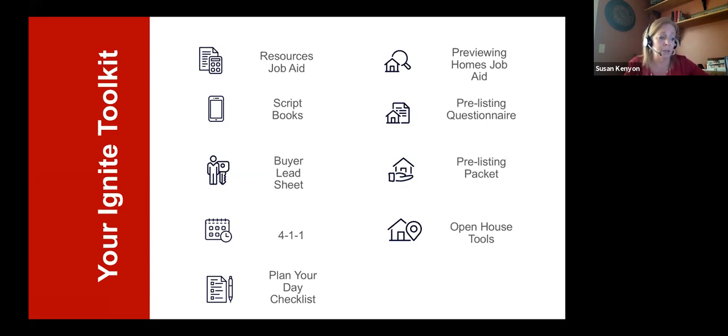There's also a tool for previewing homes. Previewing homes is really important. Find ways to get into houses. It might be a little more challenging right now with COVID, but it's just a challenge. It doesn't mean that you can't get in one. Inspections really are a fantastic way for previewing homes. The pre-listing questionnaire, the pre-listing packet, and then open house tools. Those are all tools within your Ignite toolkit, and these will all be touched on more as we move through Spark and we get into Elements.